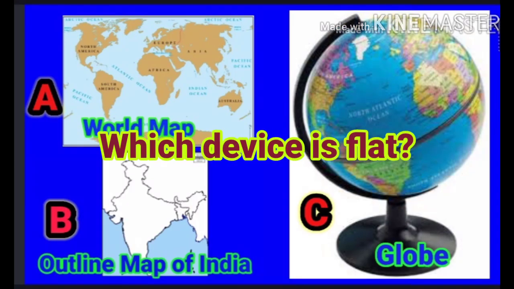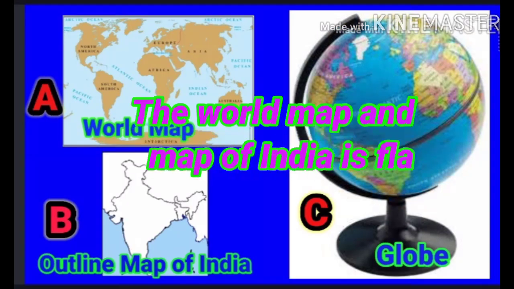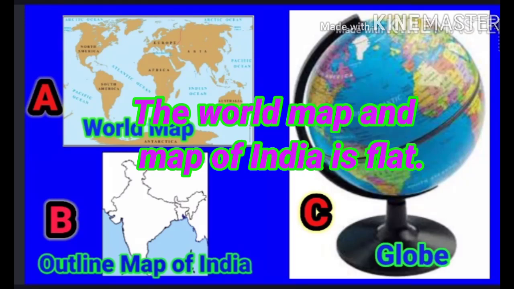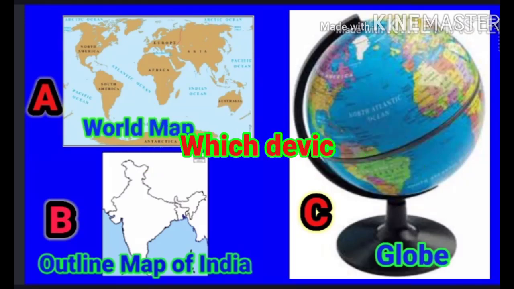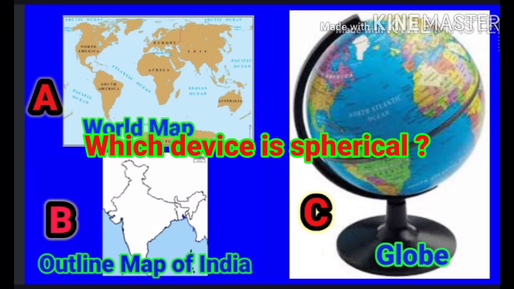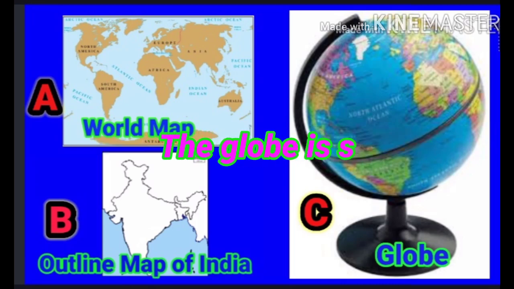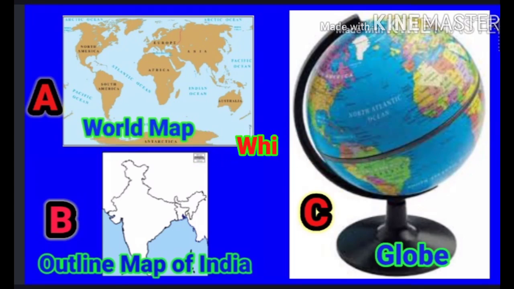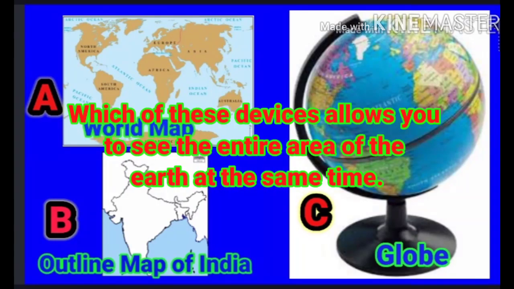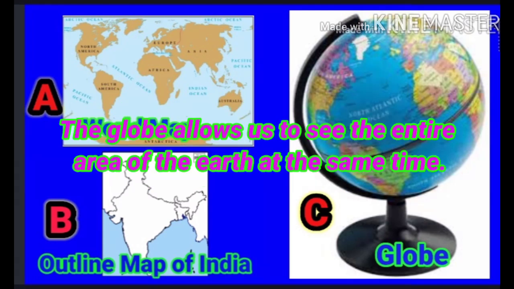Which device is flat? The world map and map of India is flat. Which device is spherical? The globe is spherical. Which of these devices allows you to see the entire area of the earth at the same time? The globe allows us to see the entire area of the earth at the same time.